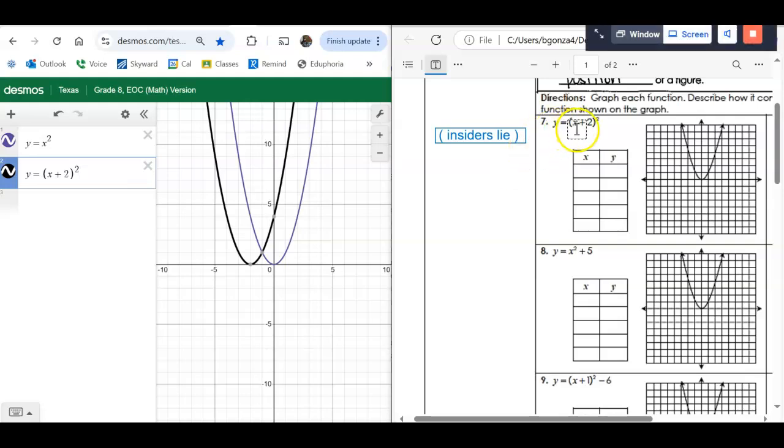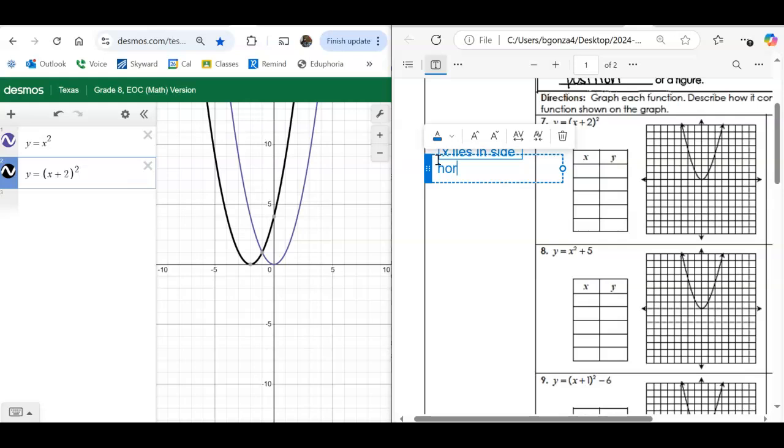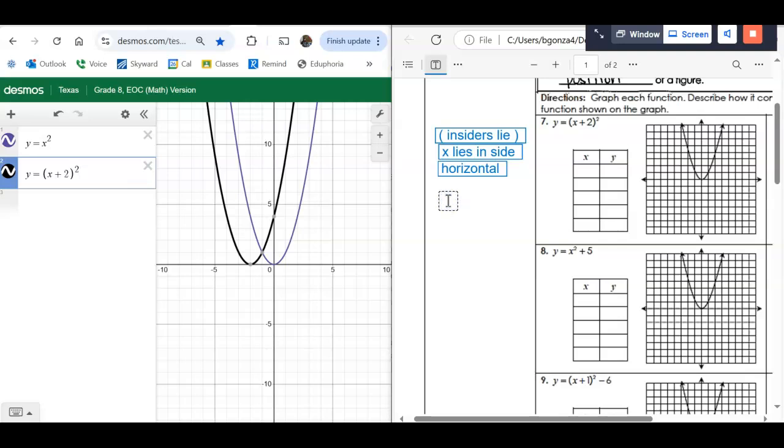Cool? Another way to think about it is there's an X inside. And haven't you ever had an X that lied? Maybe. All right. Well, anyways, another way to think about it is X lies on the inside. And then other things you got to know is that the lying is horizontal, from left to right. Cool. So insiders lie. I see a plus sign. I'm going to turn it in my brain into a minus sign, which I know means left. Okay.